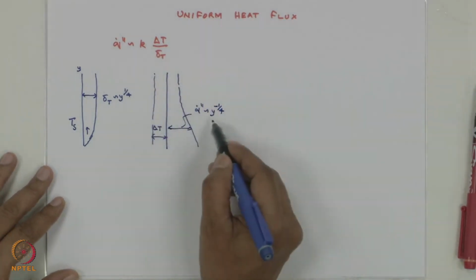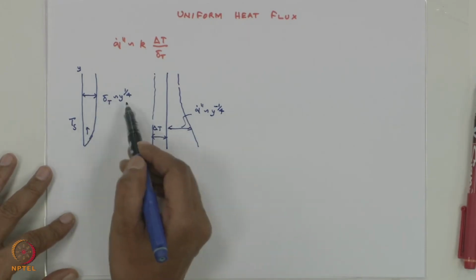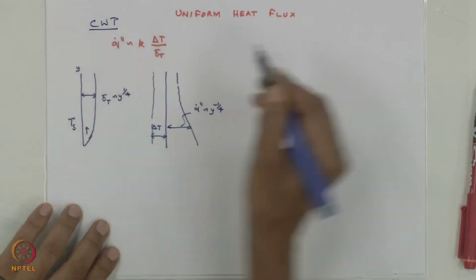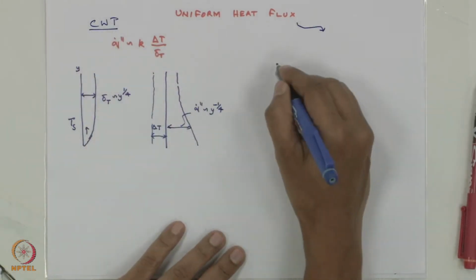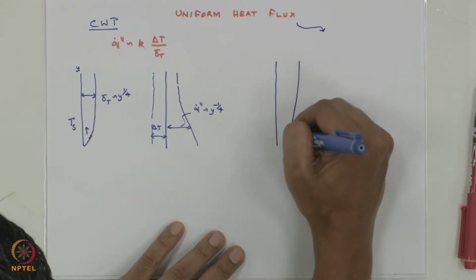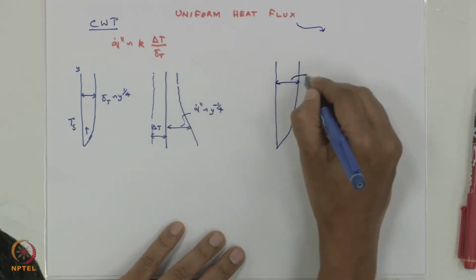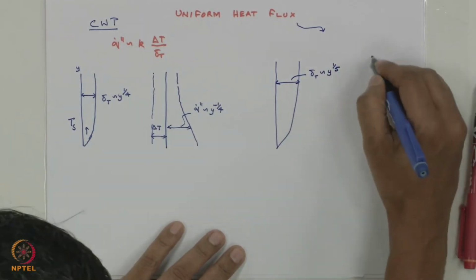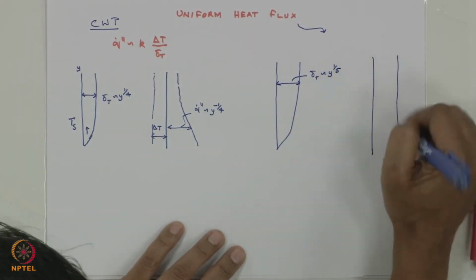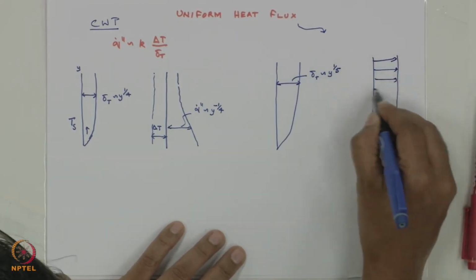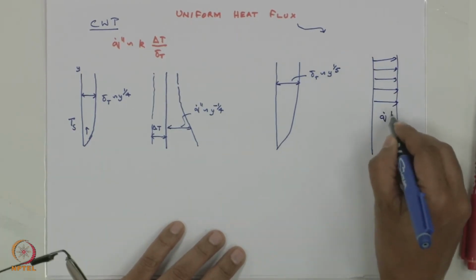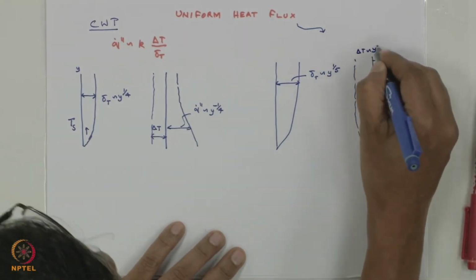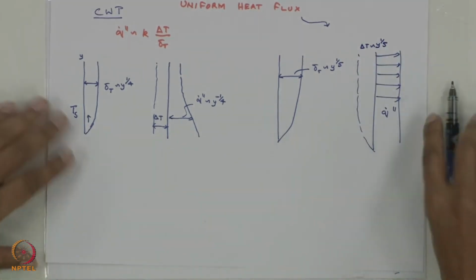So Q double dash is of the order of Y to the power of minus 1 by 4 and delta T is of the order of Y to the power of 1 by 4. This is for constant wall temperature. If you take the uniform heat flux case, the boundary layer delta T is of the order of Y to the power of 1 by 5 and heat flux is going to be constant. We will show that. So let's get started.